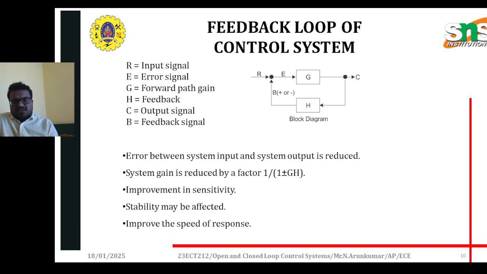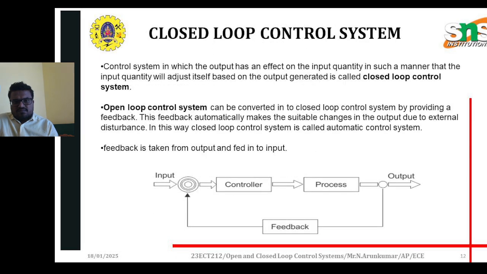Feedback loop systems: the input signal is R, E equals the error signal, and G is the forward path, because it is on feedback, so that we can use this forward path. H is the feedback, C is the output signal, and B is the feedback signal. So the flow is input, controller, process, output, feedback. If there is any error, we can find it in the input signal.